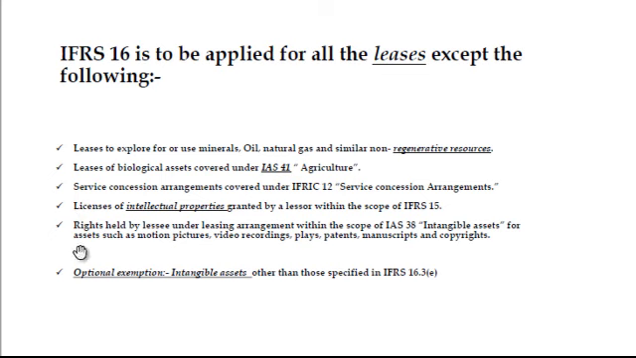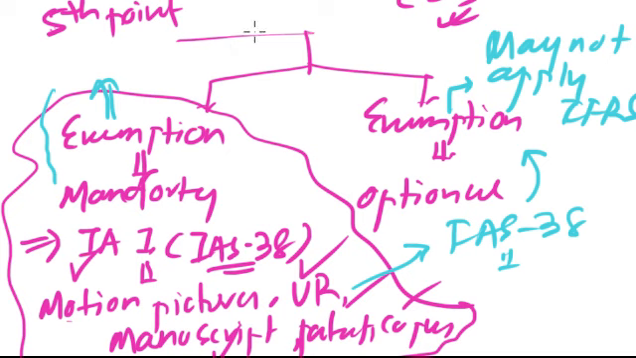The fifth exemption is any right held by a lessee under a leasing arrangement within the scope of IAS 38 for assets such as motion pictures, video recordings, plays, manuscripts, and copyrights. For example, you're a lessee, you took a lease related to motion pictures or a video. Then this standard is not applicable, period. There is no point in giving the lessee a choice to apply IFRS 16. So it is excluded from the scope.